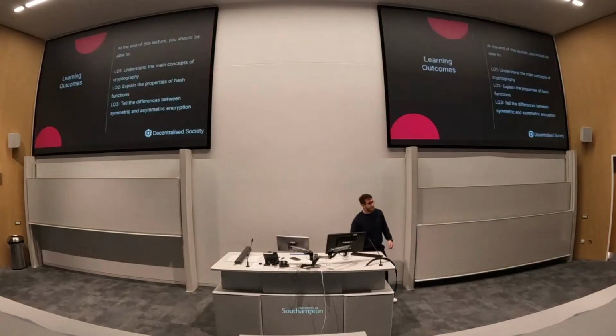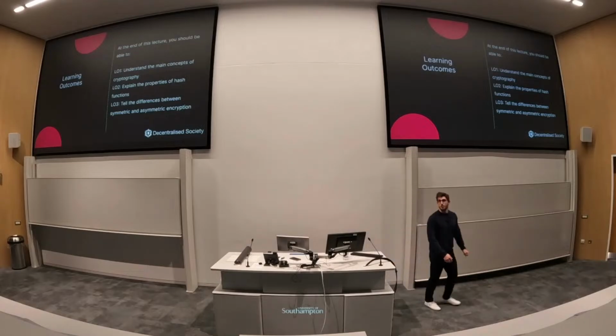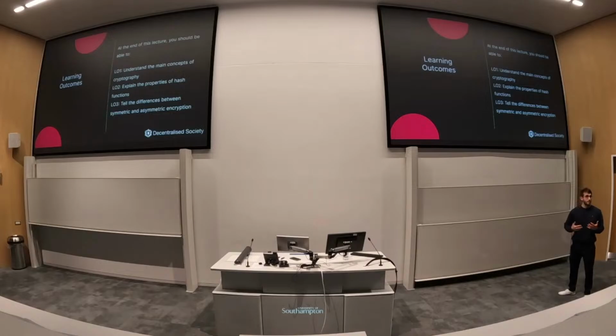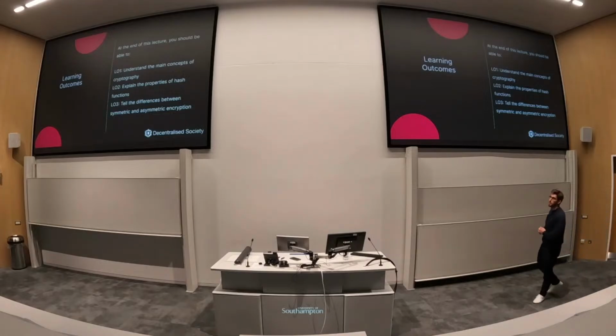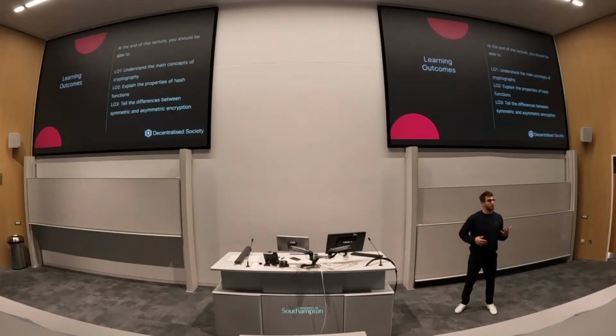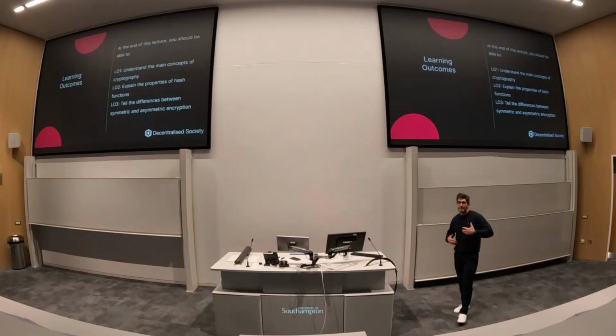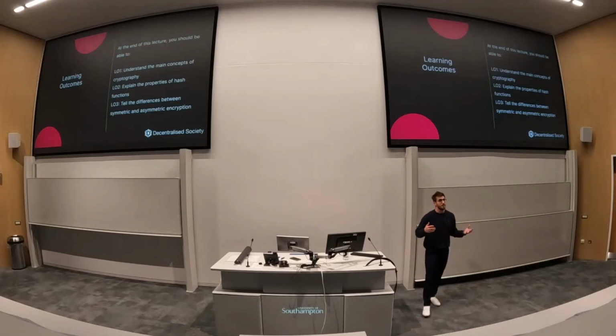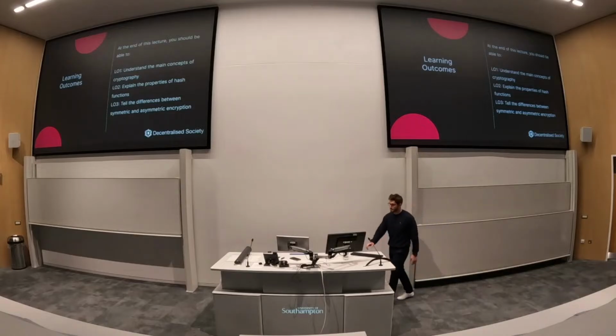So these are the learning outcomes for today. We are going to start by explaining what cryptography is, so in the end you will understand the main concepts of cryptography. Then we are going to explain some basic properties of cryptography. And in the end, you'll be able to tell the differences between symmetric and asymmetric cryptography, which are two different ways of encrypting data using cryptography, of course.